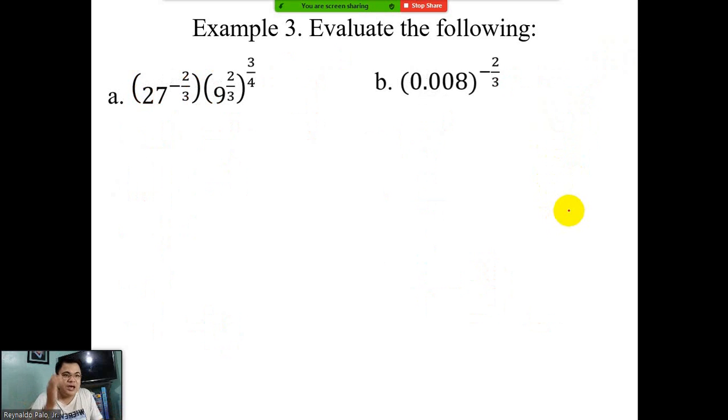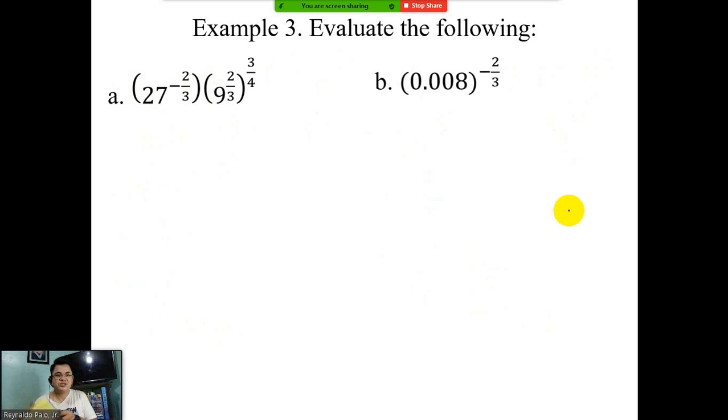Okay? Next, we have example 3. Evaluate the following. We have 27 raised to the power of 2/3 times 9 raised to the power of 2/3, and then raised to the power of 3/4.